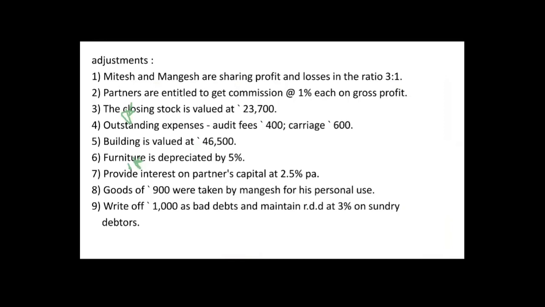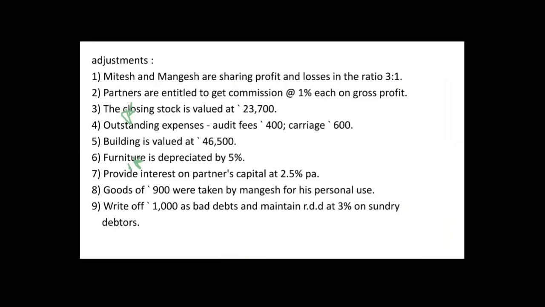Now the next one is building is valued at 46,500. Now what information is given? Building is valued. Okay, so which means adjustment is there on building, and furniture is depreciated by 5%. So depreciation on furniture by 5%, which means building and furniture both are having adjustments.